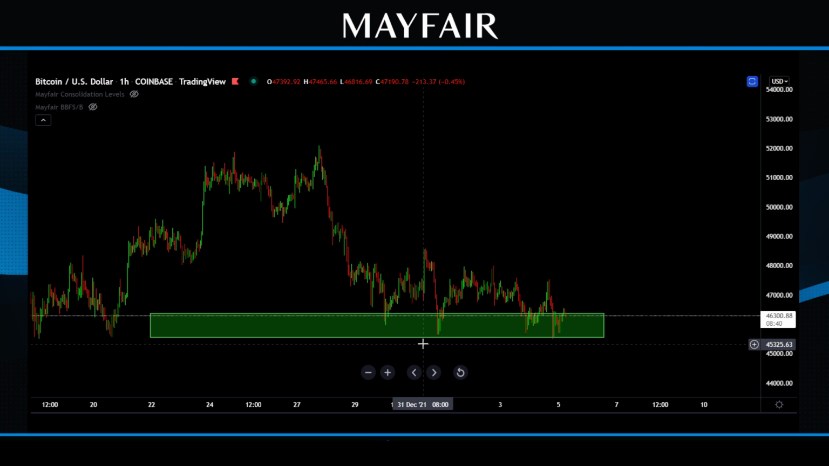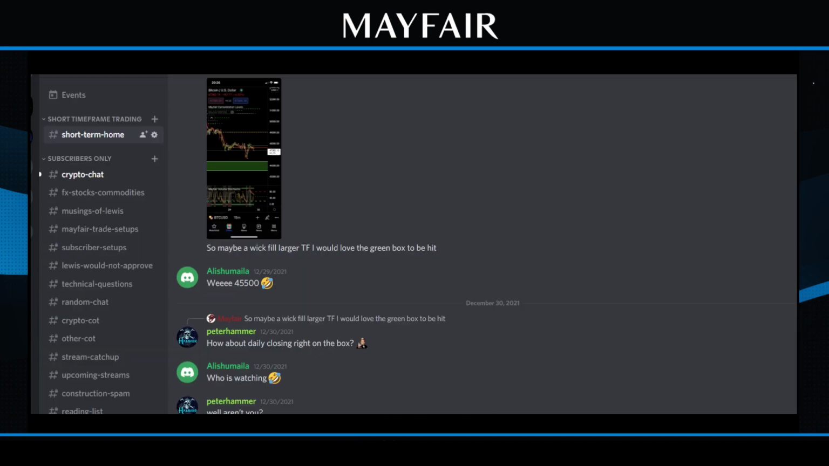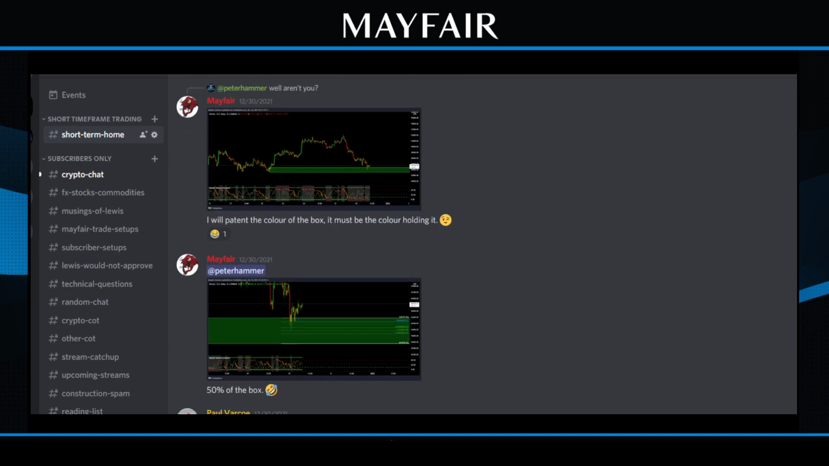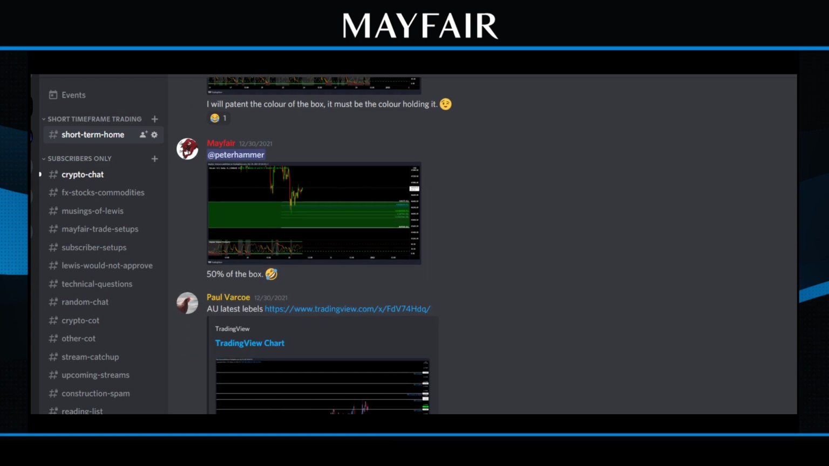This is something I would regard as an auction area. The long and short of it is that this has acted like a magnet. Going back a couple of days, the 28th, 29th, we were looking for the 45.5 area. As you can see, we had a daily close in the green box. We then moved on up away from the green box and then back on down.